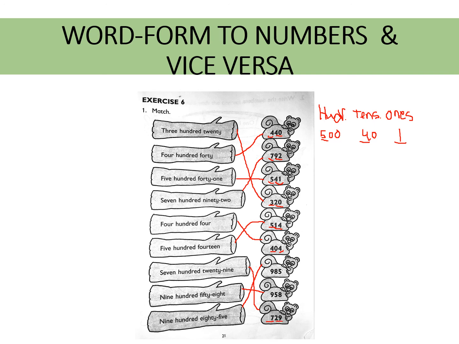729. Let's see, we have 958. Okay, 958. Okay, 58. 985. That would be this one right here, the very last one. Well, this is your last one. 985. Okay.